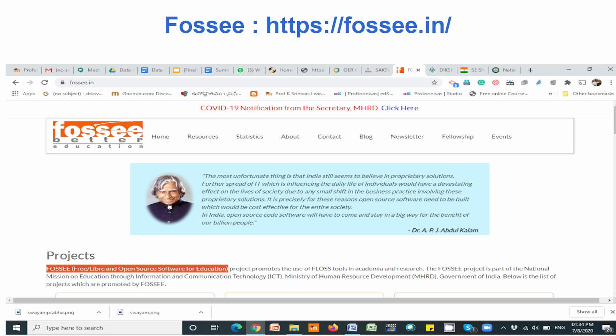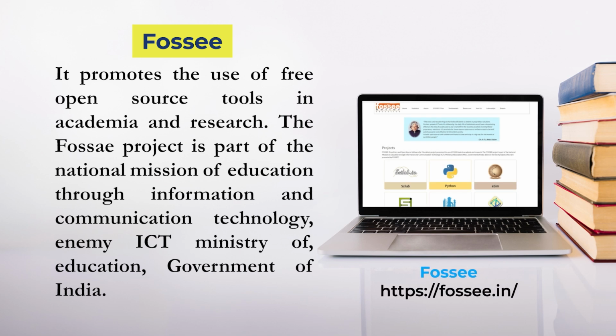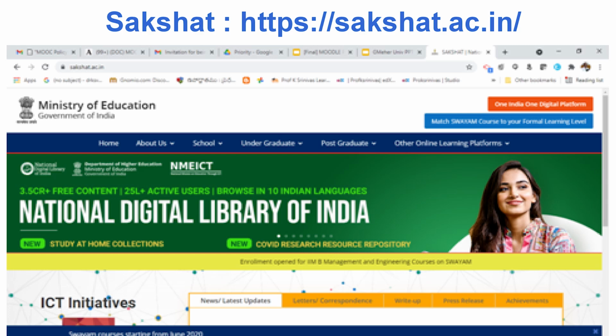And FOSSEE, this is again a free open source platform, and it promotes the use of free open source tools in academia and research. The FOSSEE project is part of the National Mission of Education through Information and Communication Technology, NME ICT, Ministry of Education, Government of India. So this is again a wonderful project, and I think very good quality resources are available in this platform.